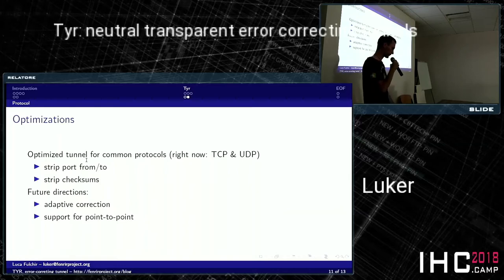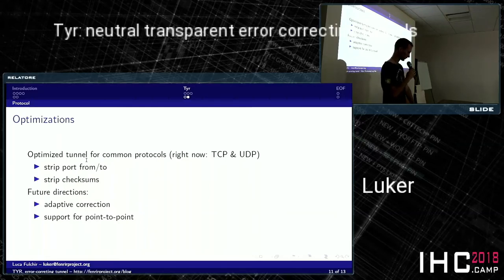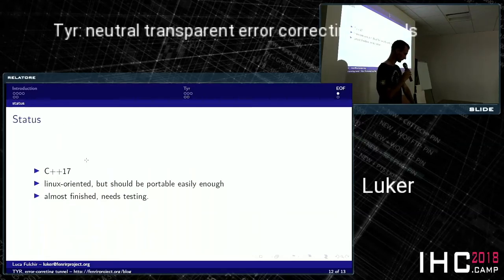Future: this is a bit static now, we add about 5-10% of error correction statically to any connection. The future direction is obviously to start making this adaptive and to support point-to-point tunnels, so basically more VPN-like. So you can use it to protect, for example, just the two ends of a wireless bridge or any kind of connection where you expect a lot of interference.